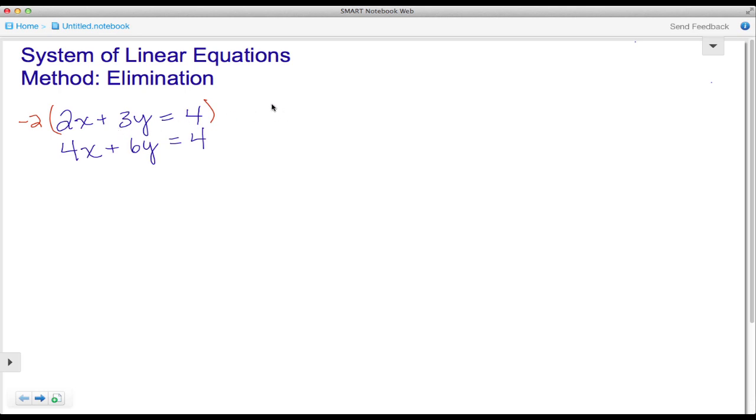So if I work here to the right, negative 2 times 2x gives me a negative 4x. Negative 2 times a positive 3y gives me a negative 6y. And a negative 2 times a positive 4 gives me a negative 8. And then I rewrite the bottom equation, which is 4x plus 6y is equal to 4.